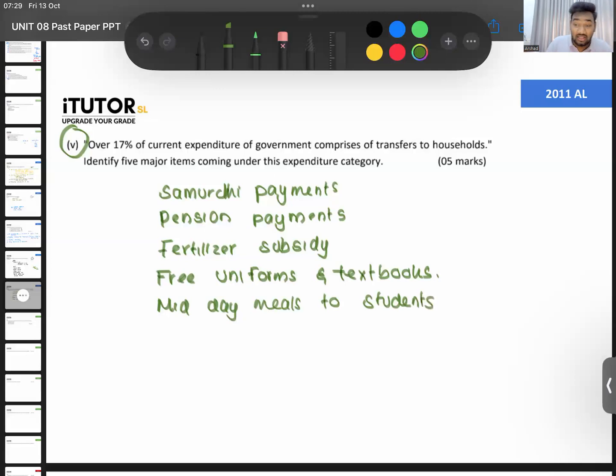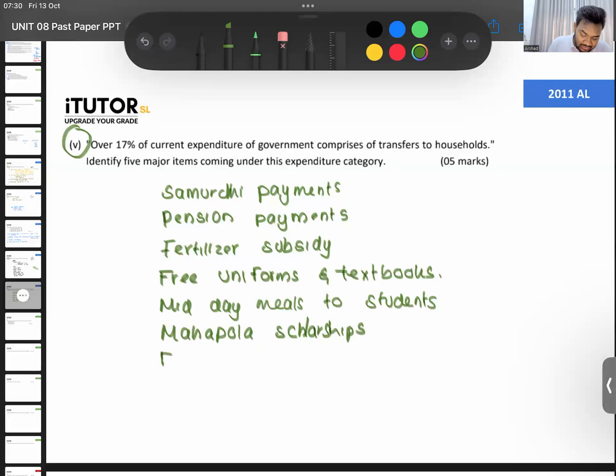You can talk about the Mahapola scholarship. Okay, Mahapola scholarship, that is for university students. Scholarships. Okay. Food subsidies, yes, fine. Given in certain instances. Remember, Lamai, now for a question like this, the main 2 has to be there.